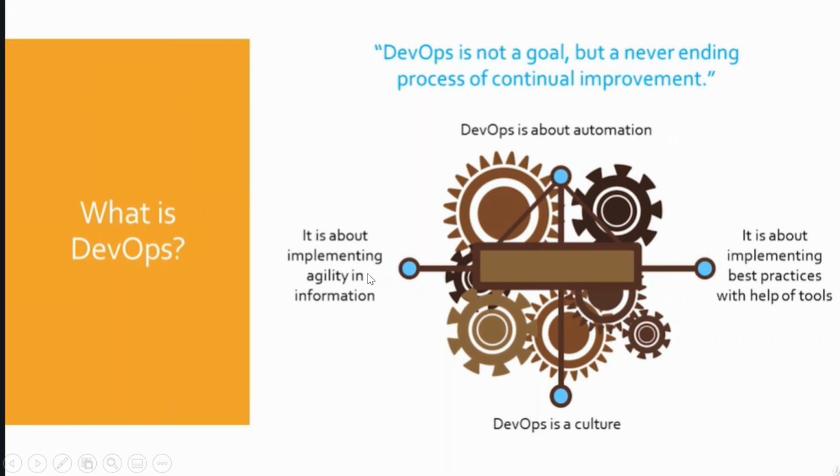So I can have agility in my way of working. I can change as per the customer's requirement. Then DevOps is a cultural change. So I'll stick to this. DevOps is a cultural change. It is a change in the way you think. It is a change in the way you implement.